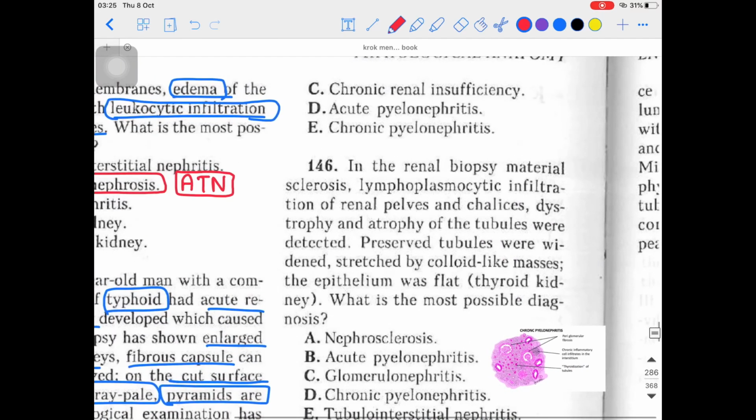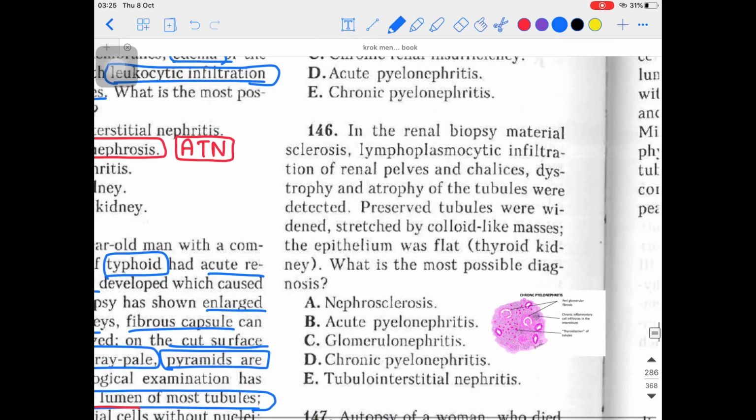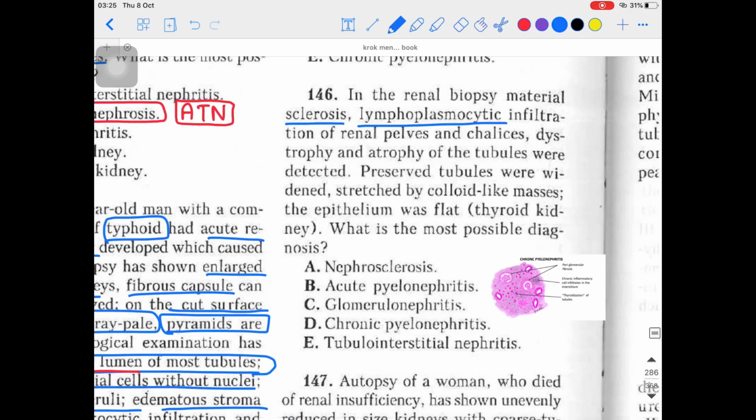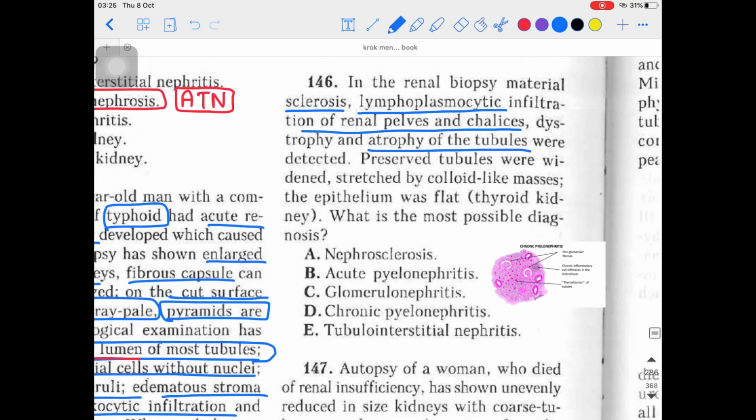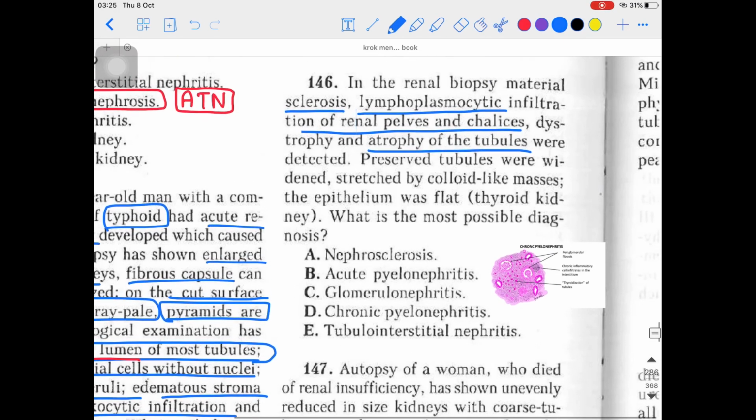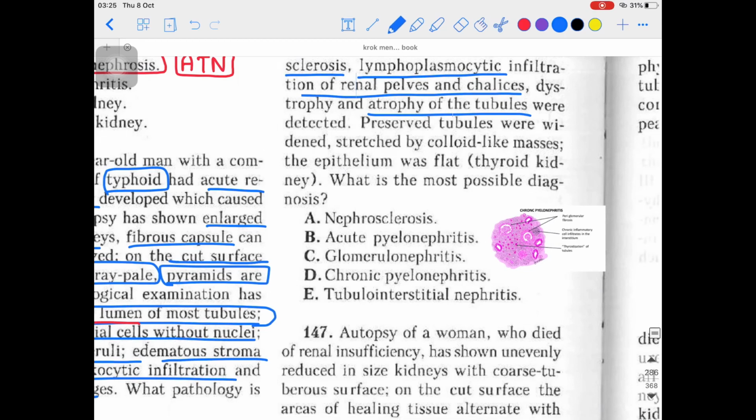Question number 146. In the renal biopsy material, sclerosis and lymphoplasmacytic infiltration of the renal pelvis and the calyces. Dystrophy and atrophy of the tubules were detected, and the preserved tubules were widened and stretched by colloid-like masses. The main thing over here is the epithelium is flat: thyroid kidney. Now you must be surprised, how can the thyroid be present inside the kidneys, isn't it?